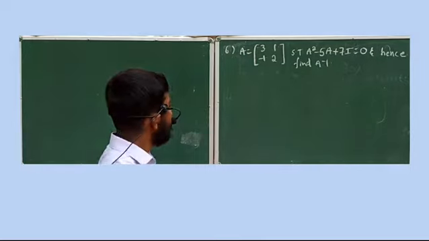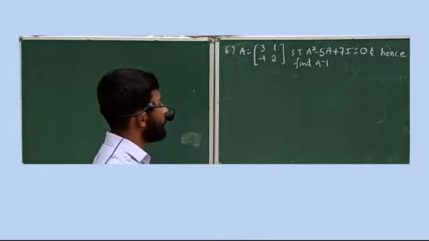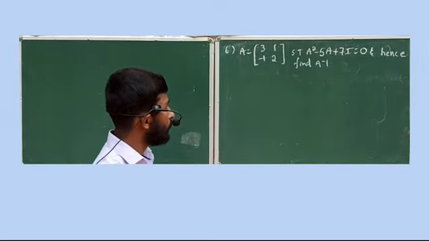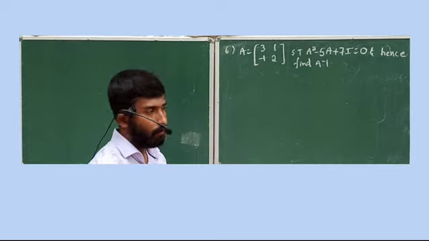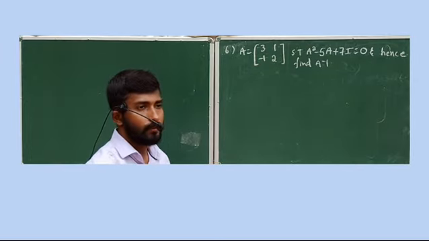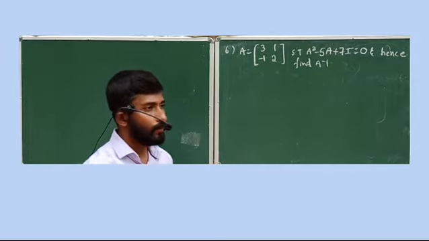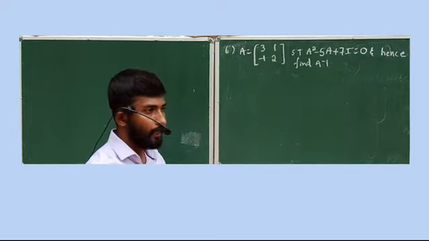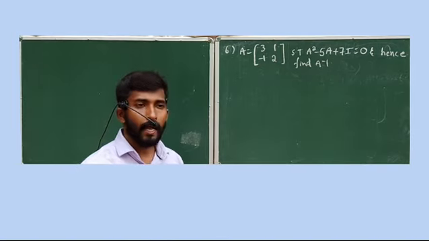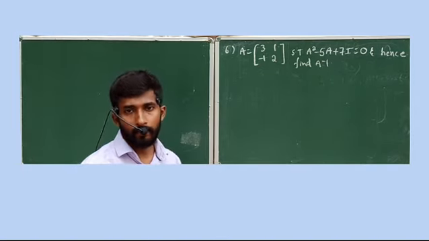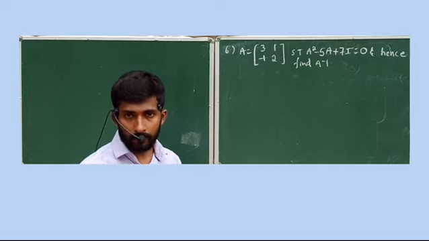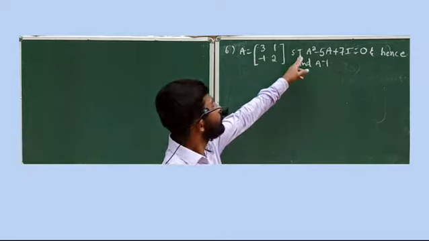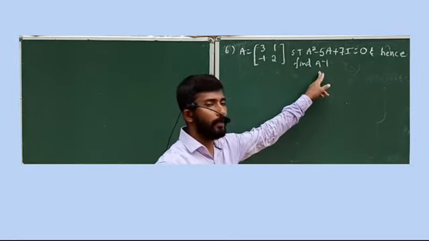See the next question. Matrix A is equal to 3 1 minus 1 2, a square matrix is given. Show that A square minus 5A plus 7I is equal to 0, and hence find A inverse. First part of the question we solved in the matrix chapter. Second question says hence find A inverse. To find A inverse, the actual formula is adjoint of A by determinant A, where determinant A is not equal to 0. But in this question we are not using that formula. Using this equation only you need to find A inverse.